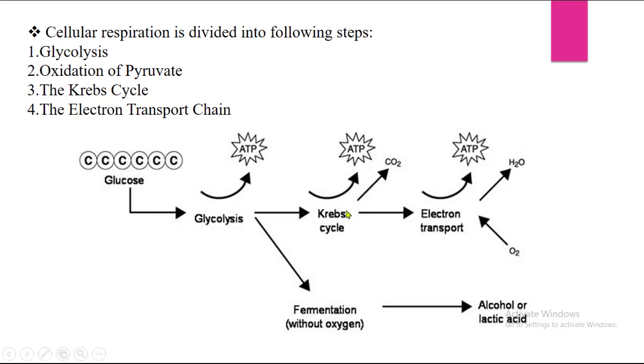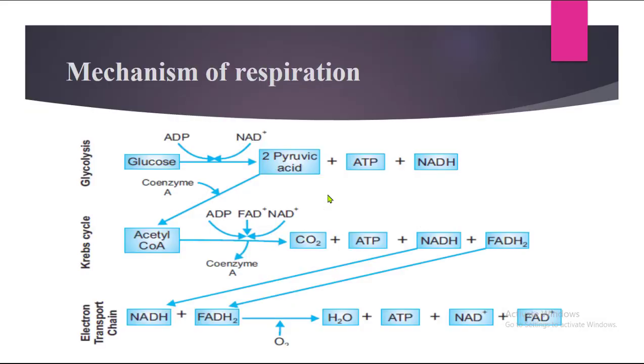Then the Krebs cycle: energy rich substances are produced in the Krebs cycle. So those energy rich substances like NADH and FADH are converted into ATP in the electron transport chain. Let's discuss these steps one by one.